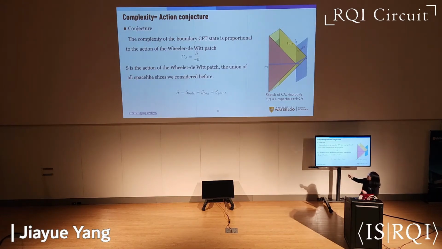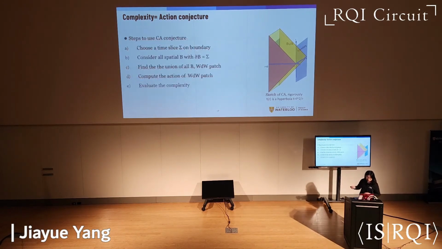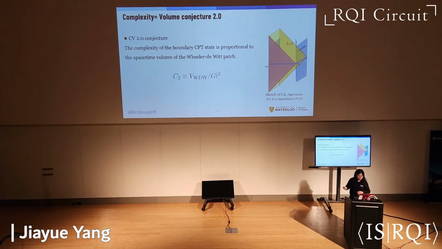Here, the dimension of action is h bar, so we can make this thing dimensionless without introducing an arbitrary length scale L. And here are some steps to help us evaluate the complexity equals action conjecture. First, we choose the time slice sigma, and then we consider the union of all the space-like surfaces, and we compute the action of this region, so we can find the complexity. There is another proposal called complexity equals volume version 1, where we consider the space-time volume of the Wheeler-DeWitt patch.